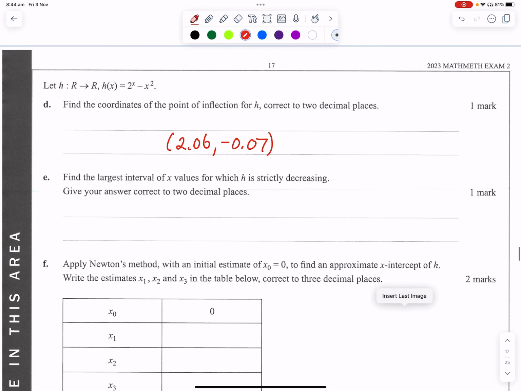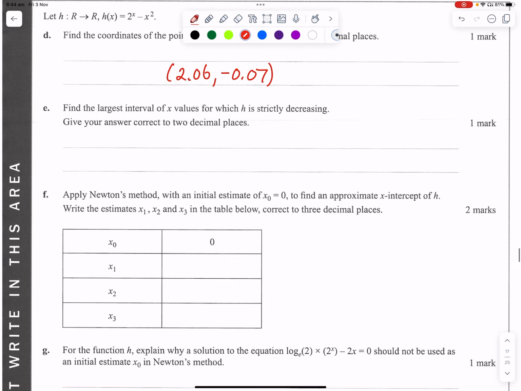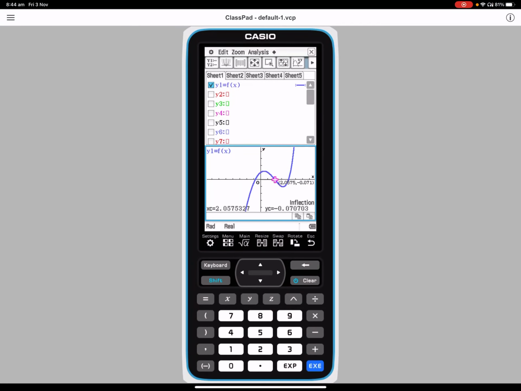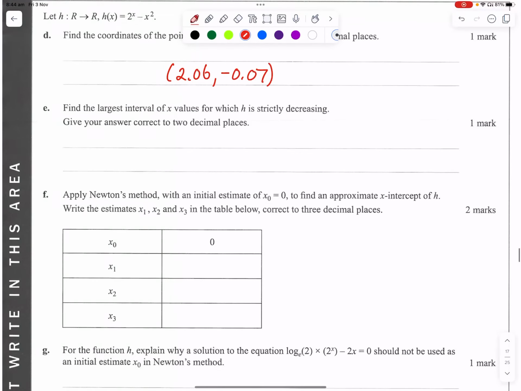Find the largest interval of values of x for which it's strictly decreasing. So we want to find the turning points. Max 0.0. This is kind of silly because it asks for it.